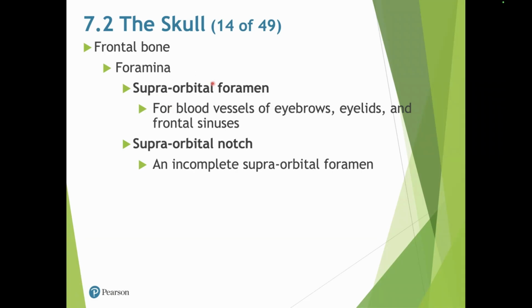So not only are they size, but it's also having to do with singulars and plurals. All right, so blood vessels, eyebrows, eyelids, and frontal sinus. So that's what you will see the formation of the supraorbital foramen. You also have your supraorbital notch. That's an incomplete foramen.